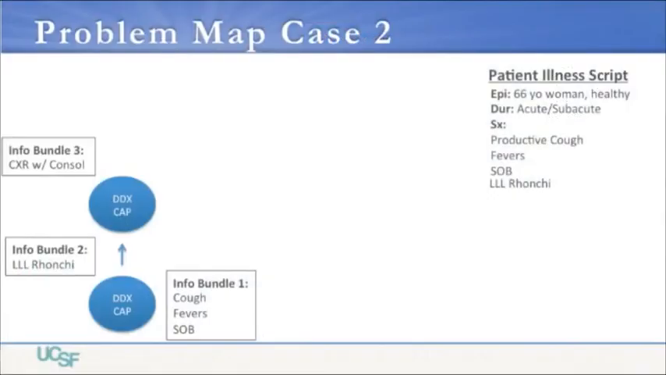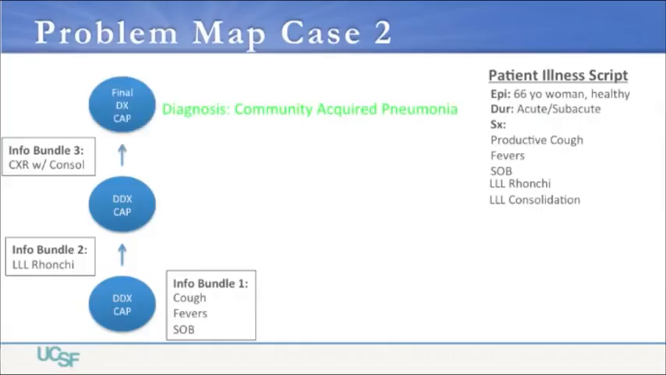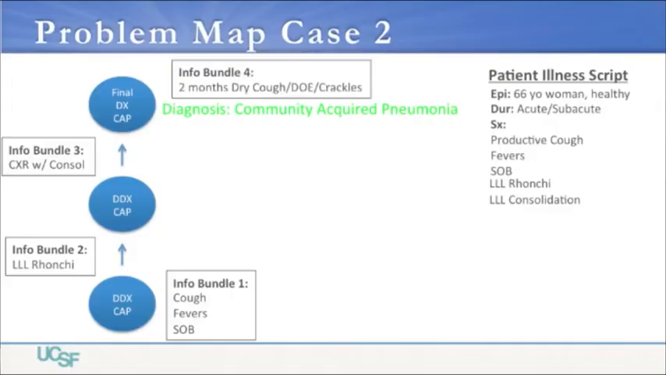All right, so we push through information bundle number 3. You get a chest x-ray that shows a consolidation. You update your patient illness script, and then you update your working diagnosis at that point in time, which you thought was your final diagnosis, which is community-acquired pneumonia, okay?